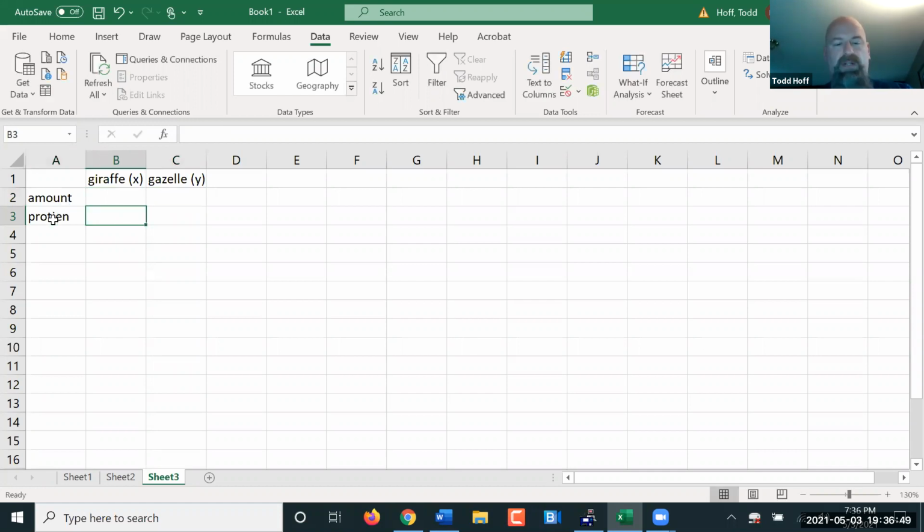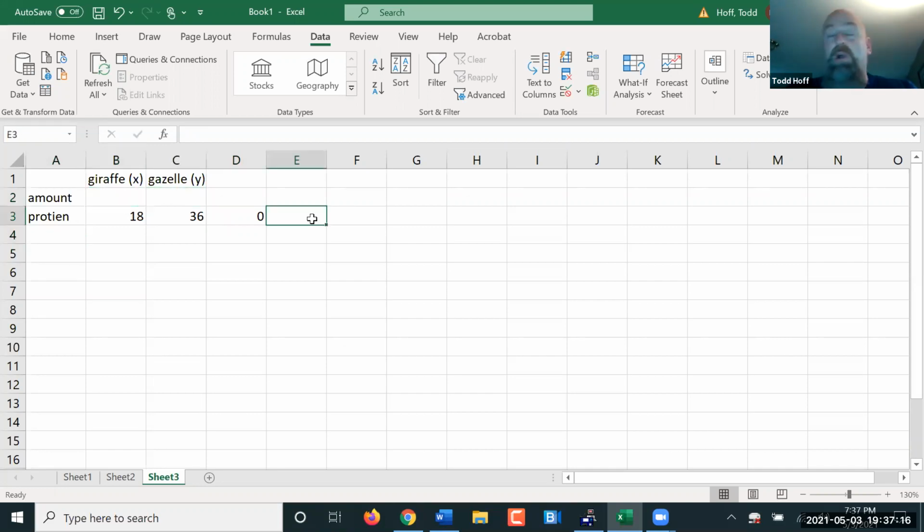Protein is the first constraint. There's 18 grams of protein in the giraffe and 36 grams of protein for the gazelle. So we need to write this as an equation. The equation here was the amount of protein per pound for the giraffe times the number of pounds for the giraffe, plus the amount of protein per pound for the gazelle times the number of pounds for the gazelle. Right now, that's going to be 0 because these two cells have nothing in them.